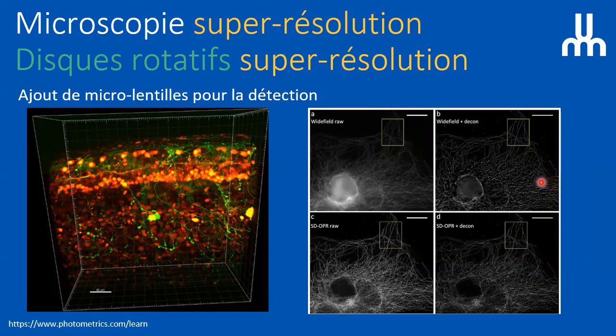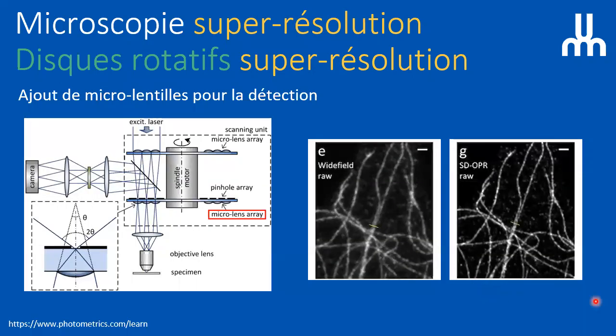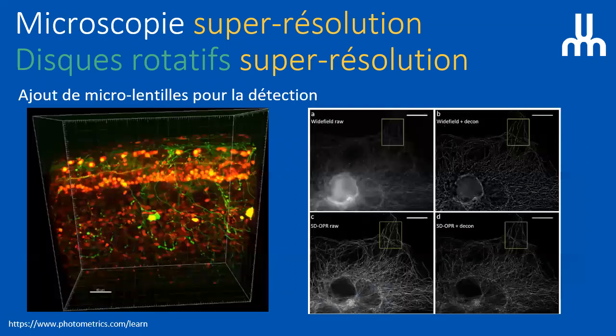I don't know if you can see the details, but this is a blurry widefield image. This is with deconvolution. This is the spinning disk super resolution, and you can also do deconvolution on that, and that's the result you get. So it's a crisper and sharper image.